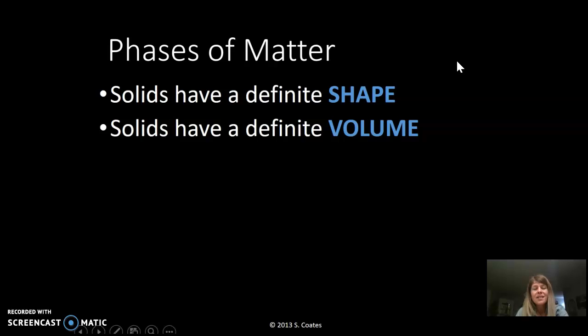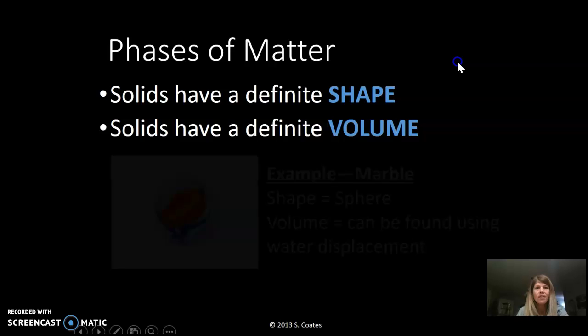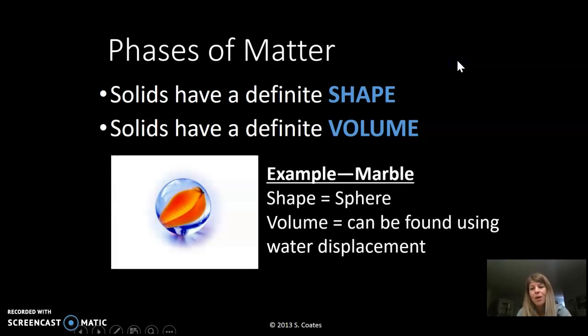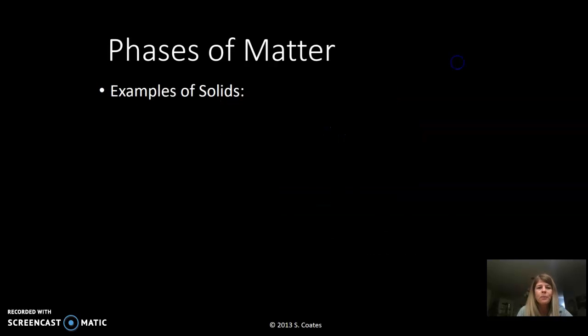Well, solids have a definite shape. They also have a definite volume. For example, a marble. The shape, it's a sphere. We can find the volume if we use water displacement. Basically, taking a cup of water, placing in the marble, and see how much the water level raises to help us find the volume of the marble.